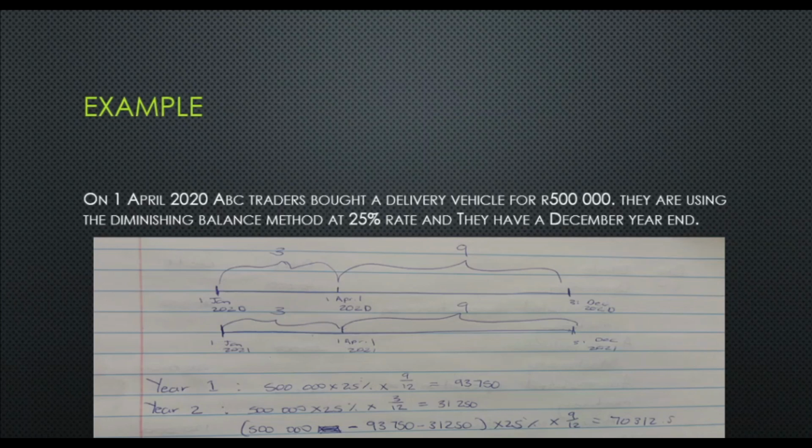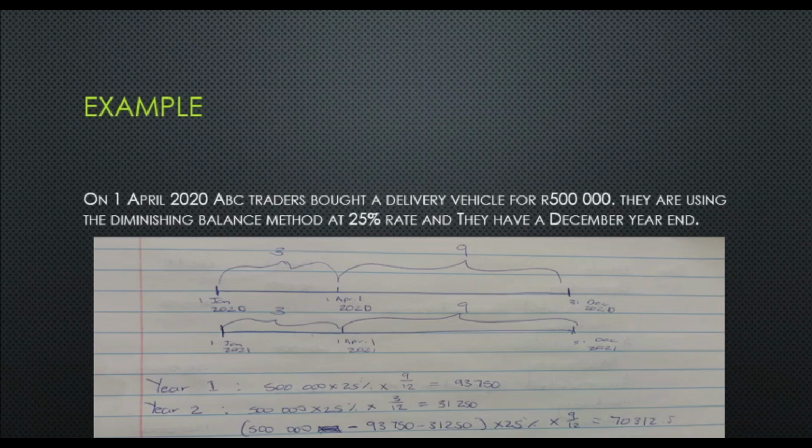So I have my two timelines done a little bit differently. There's the one timeline from 1 January 2020 to 31 December 2020. Another one, 1 January 2021 to 31 December 2021. So the first timeline has 3 months, has 9 months, right? I've marked the timeline with those numbers. The second one, same thing as well.